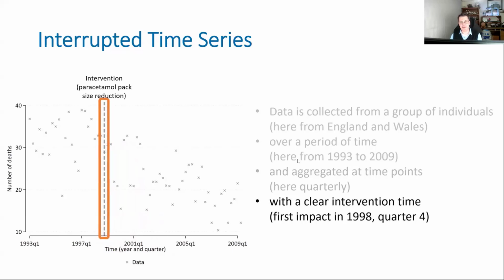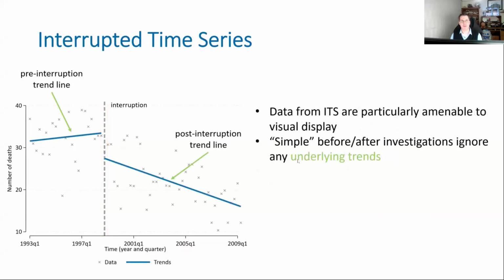We've got a nice clear intervention time. They estimate the first impact just after the intervention took place in 1998 in the fourth quarter. And what that does is neatly divide our time series into two segments. And that's why they're called interrupted time series. We have a time series that's been interrupted.